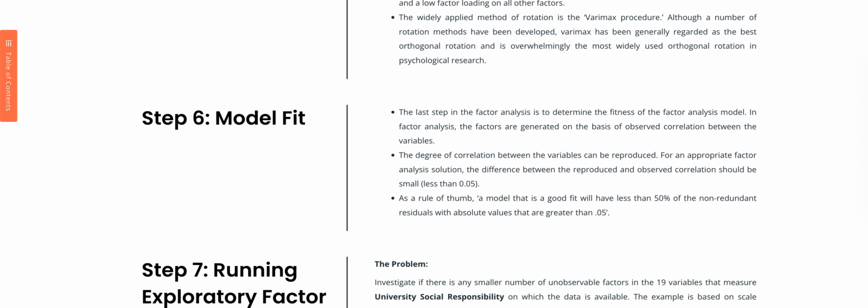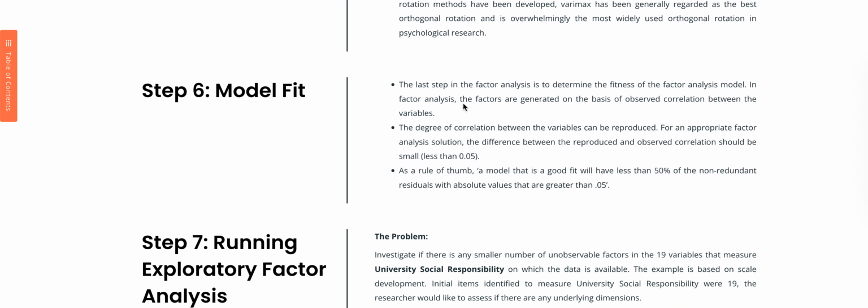Here is step 6, that is the model fit. The last step in factor analysis is to determine the fitness of the factor analysis model. In factor analysis, the factors are generally derived on the basis of observed correlations between the variables. The correlations between the variables can be reproduced for an appropriate factor analysis solution. The difference between the reproduced and observed correlations should be small, less than 0.05. As a rule of thumb, a model that is a good fit will have less than 50% of the non-redundant residuals with absolute values greater than 0.05.